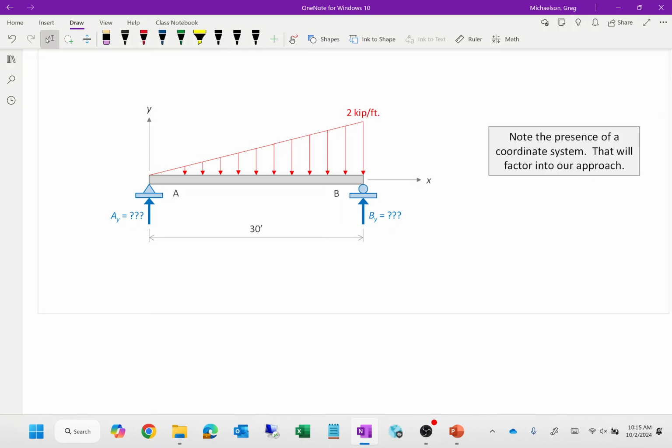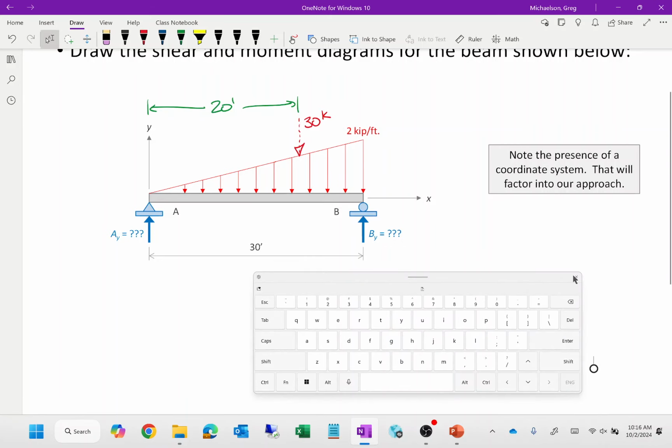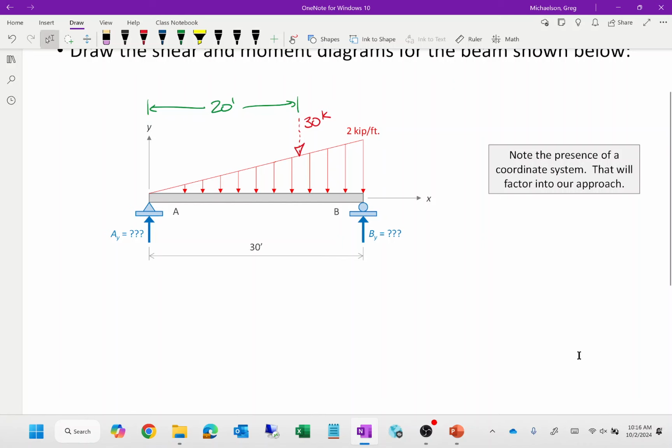Okay. All right, so we need to compute reactions. Maybe what I need to do is take that triangular load and collapse it into a single point load. If I collapse it into a point load, how much would it be? 30 kips. And how far away from A would it be? 20 feet. 20 feet. So okay. All right. Oh goodness, there's all these pop-ups. Okay. So maybe what I'll do now is sum moments at A.